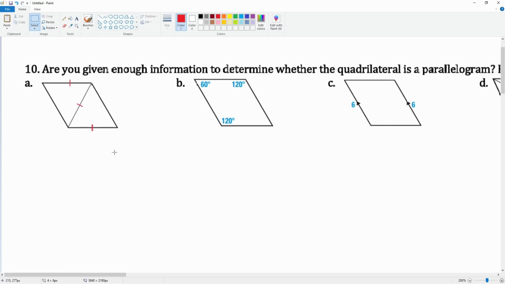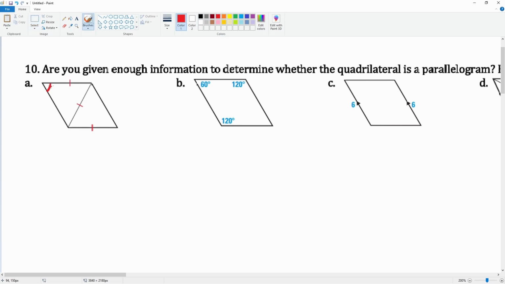Number 10, you're asked, are you giving enough information to determine if it's a parallelogram or not? Explain. So another way is, hey, can you prove that the two triangles are congruent? If they are, by what property, you can essentially prove it's a parallelogram. So watch this. These sides are congruent, right?